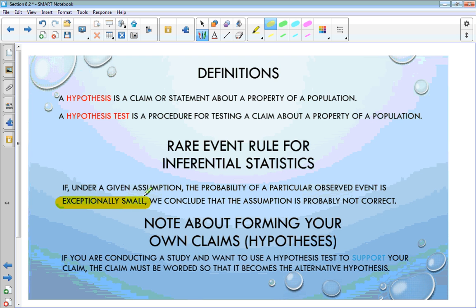Well, note that while we're conducting the study, we want to use a hypothesis test to support that claim, and the claim must be worded so that it becomes the alternative hypothesis.